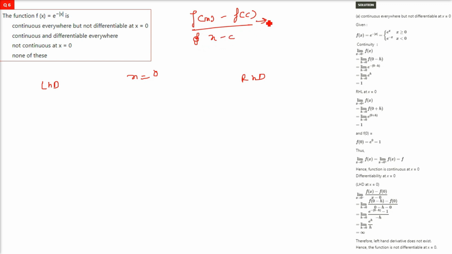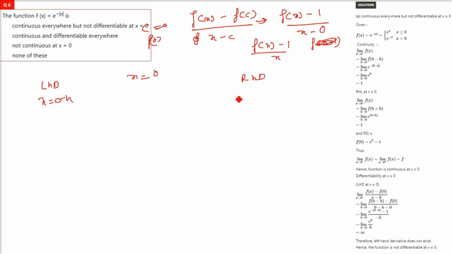But we'll go by the way we have learned, (f(x) - f(c))/(x - c). f(x) is of course the function which I told you on the left and right what you have to use. So f(x) - 1, f(c) is 1 because f(0) is 1, I just showed you. x - c is of course 0 here. So this (f(x) - 1)/x we are going to use. Final one is this, that we can always use on the LHD and RHD. So x as 0 - h you can put, x as 0 + h you can put here.